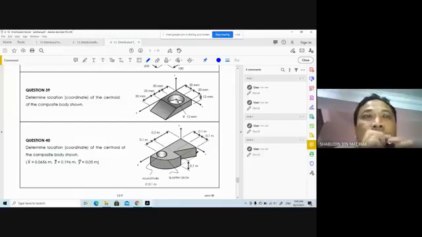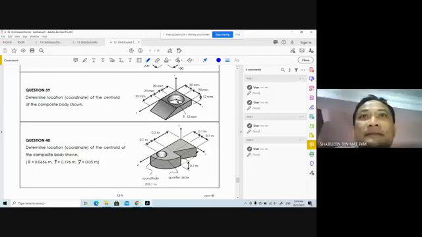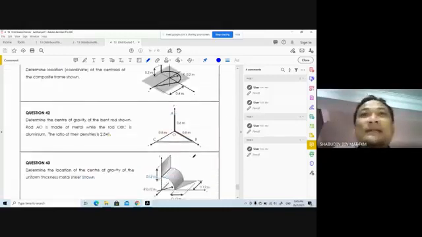Question 40. Tell me. Y. Half of Y bar. If you're confident, you don't have to calculate Y bar. You just calculate X bar and Z bar. Okay, then all this line and so on.